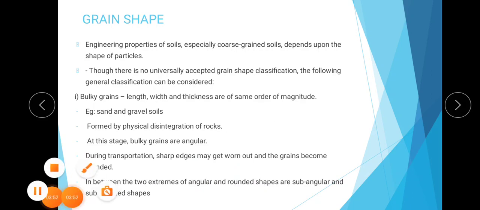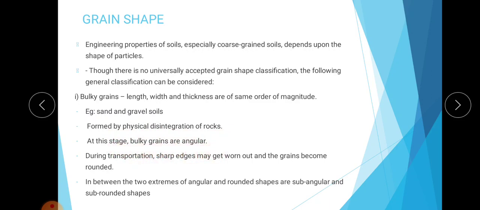Okay. So the first type of shape is bulky grain, the particle with bulky grains. Bulky grain means length, width and thickness are of the same order of magnitude. That is, length, width and thickness will be of the same magnitude. Okay, examples are sand and gravel, and these are formed by physical disintegration of rocks. Okay, and at this stage the bulky grains are angular.